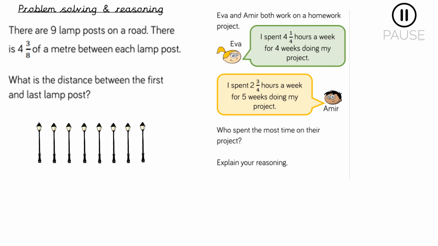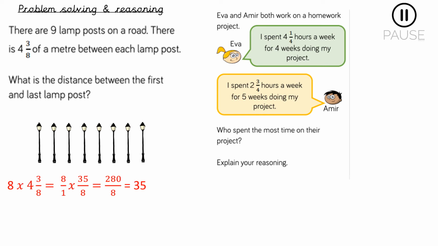Okay, so for the first one, it says there's 9 lampposts. Some of you would have been tempted to do 9 times 4 3/8. The reason I put the lamppost there is so that you could count the number of gaps. You should be able to see that even though there's 9 lampposts, there's only 8 gaps. So it's 8 times 4 3/8.